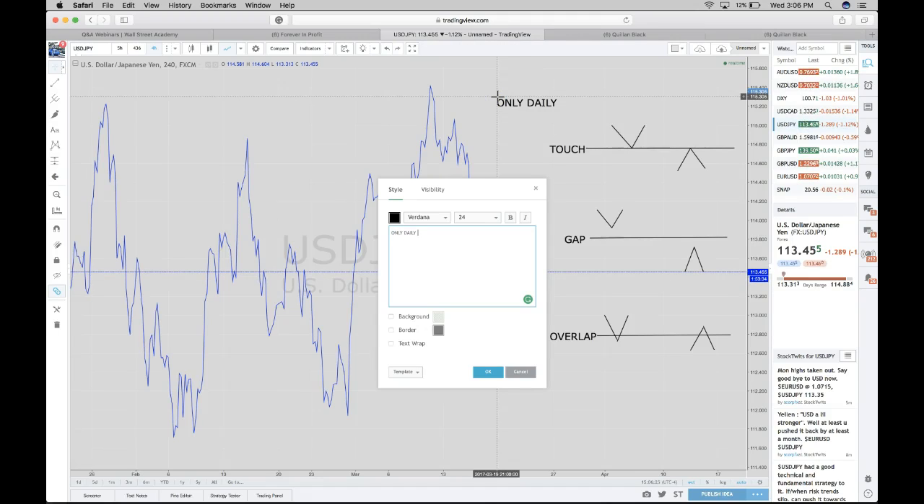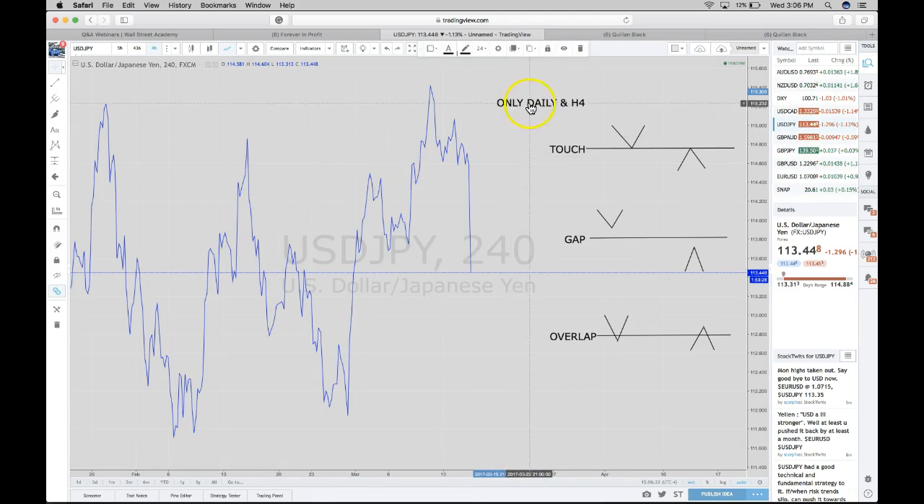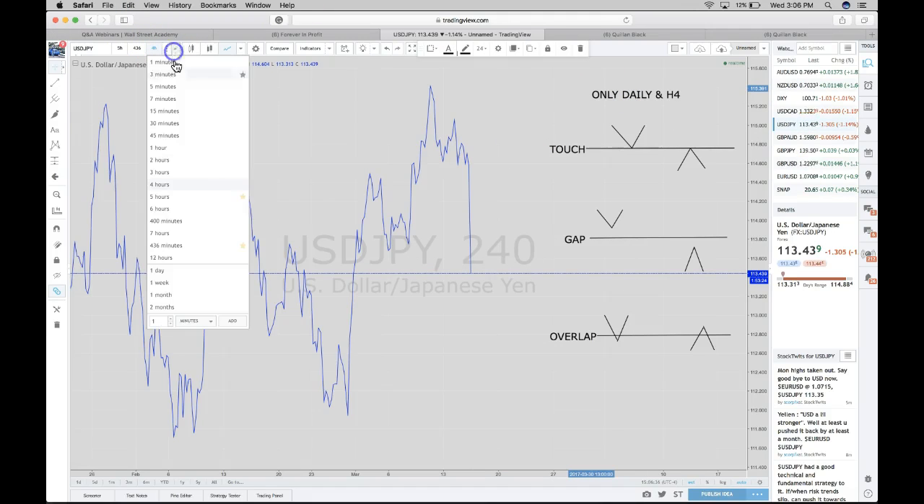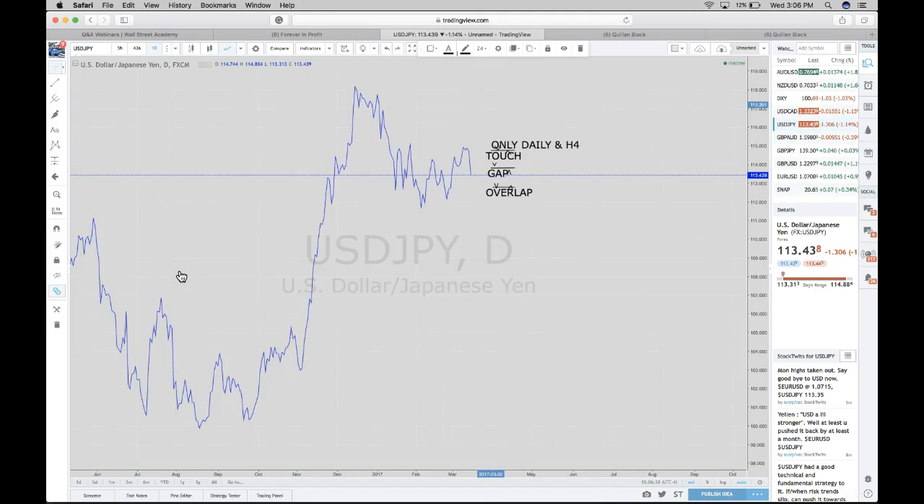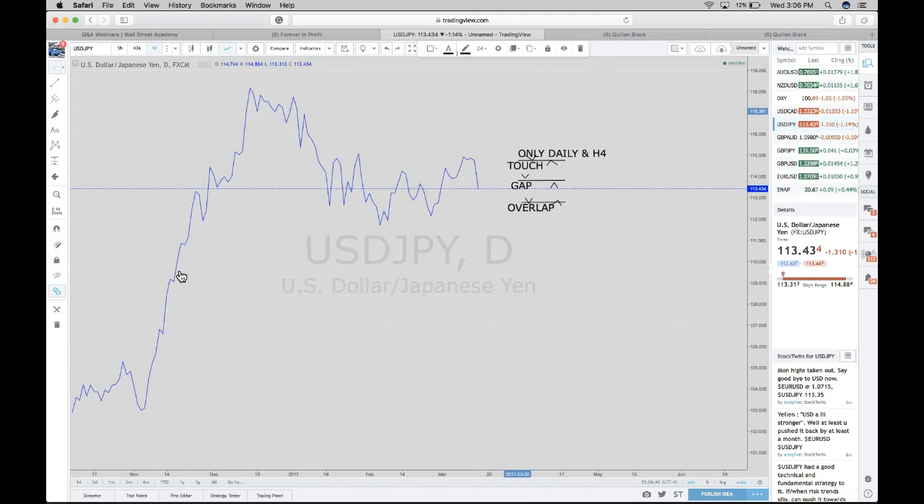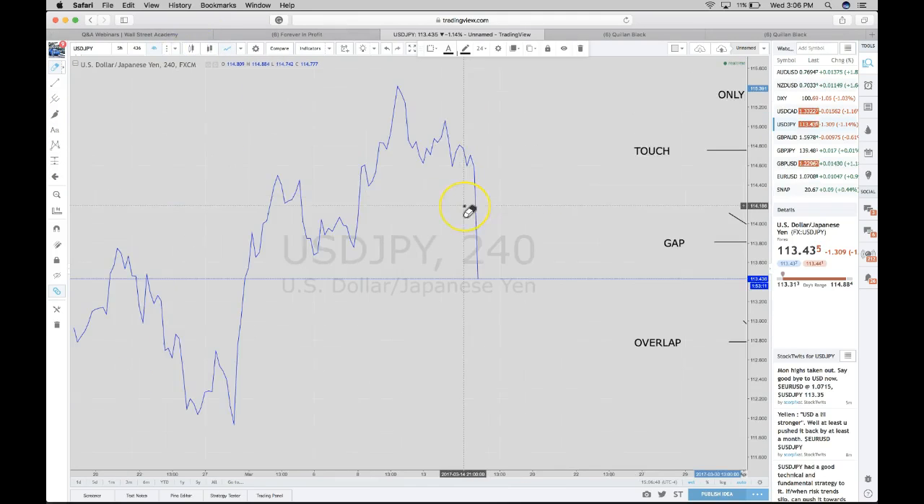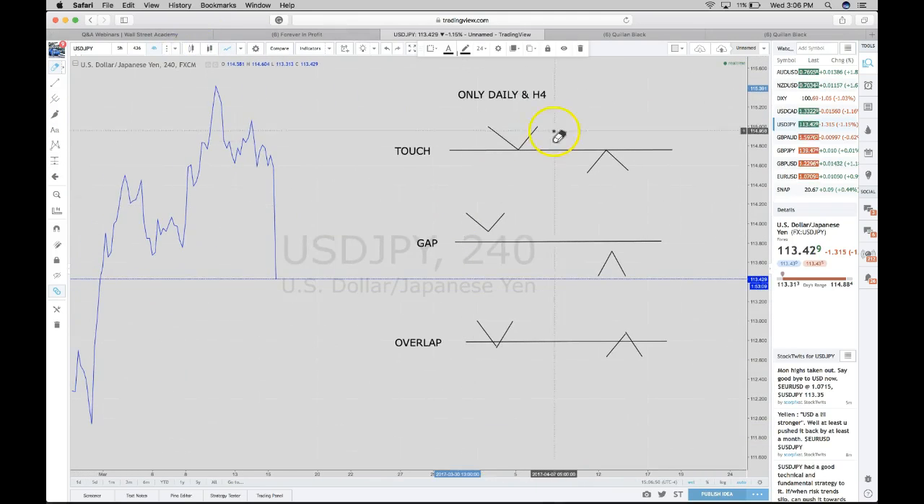Only daily and H4. Okay, only the daily and H4 periods. So let's start on the daily time frame. Everybody just take some time to copy this down before I erase it real quick. 1, 2, 3.